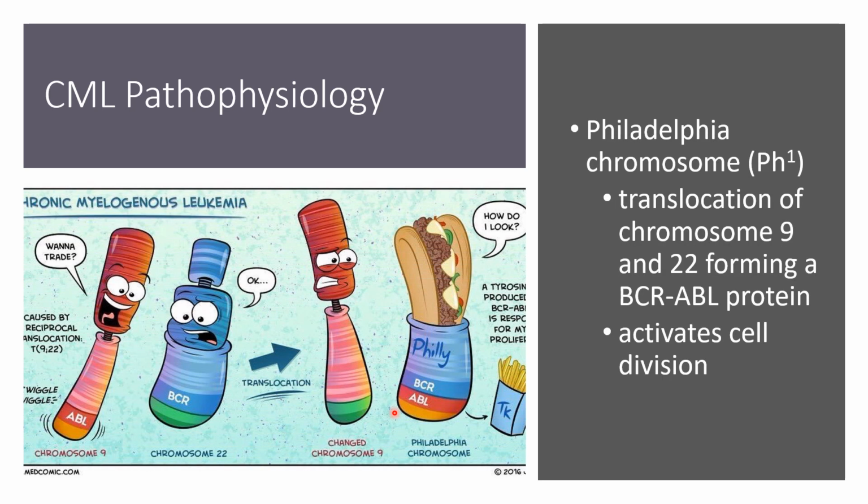The genetic mutation or abnormality that involves CML is a unique chromosome called the Philadelphia chromosome. The Philadelphia chromosome is a reciprocal translocation between the long arms of chromosome 9 and chromosome 22. The translocation of chromosome 9 and 22 forms the BCR-ABL protein, which is responsible for activation of cell division.